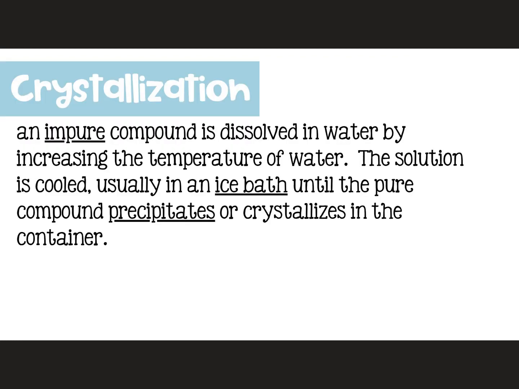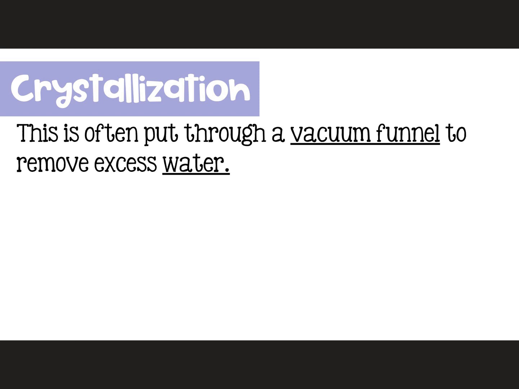A special case of this is crystallization, where an impure compound is dissolved in water by increasing the temperature of the water. The solution will then be cooled, usually in an ice bath, until the pure compound precipitates or crystallizes in the container. This works because the solution is supersaturated at the new temperature, and the solute comes out of solution. However, the impurities are at such a low concentration that they can stay dissolved. This is often put through a vacuum funnel to remove excess water.